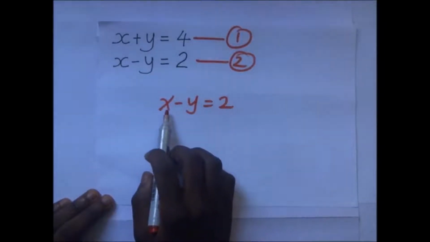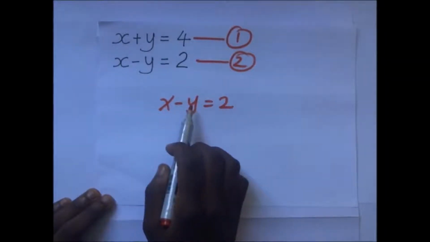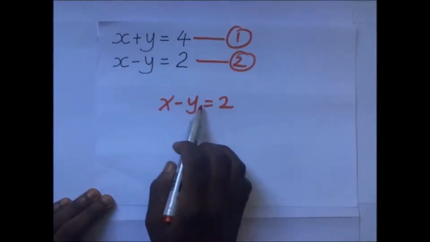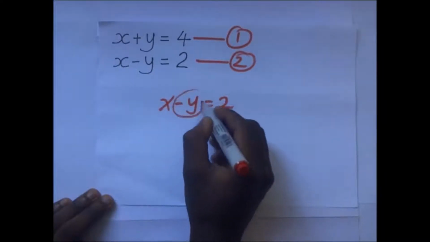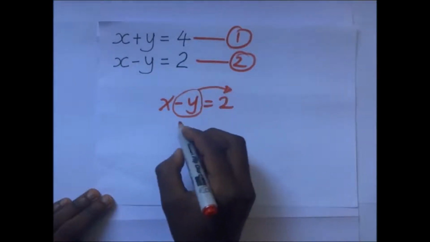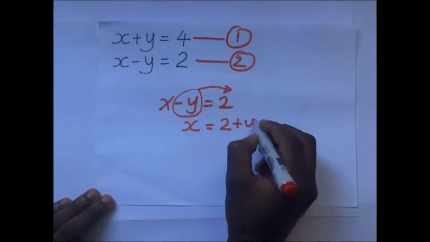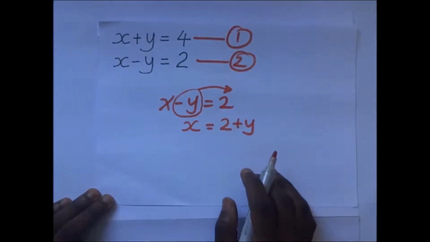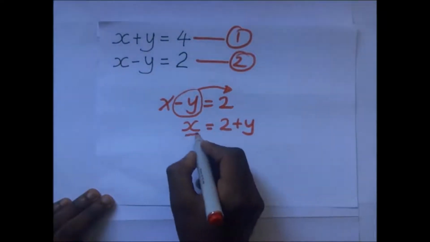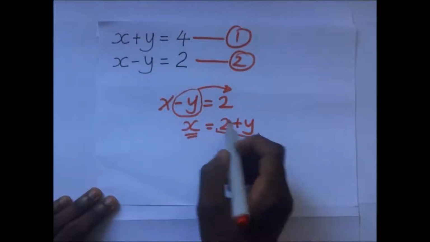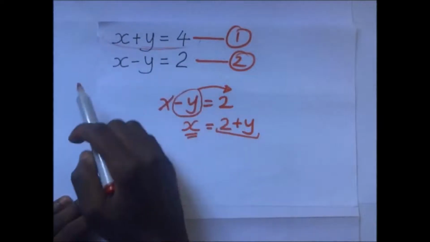Let's choose x. You can choose y if you want, but let's choose x. If we make x the subject of the formula, it means this value of y is supposed to shift that way. So our value of x becomes 2 plus y. We are going to substitute this value of x, 2 plus y, into the first equation.